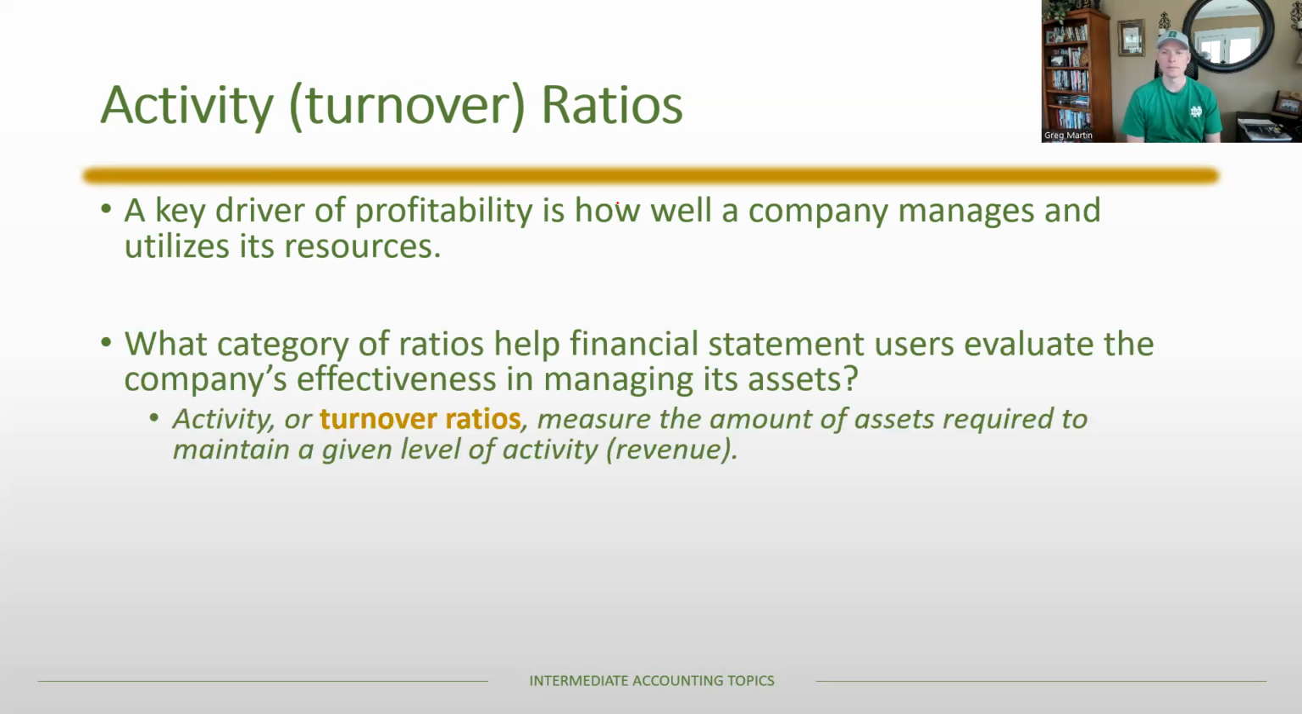Whether it's a particular type of asset or assets in general, these turnover ratios measure the amount of assets that are needed in order to reach a level of activity. Usually that activity is going to be revenue. You're going to see in at least one case it's not revenue, but it's related to it. So turnover ratios are the general category used to describe these types of ratios.